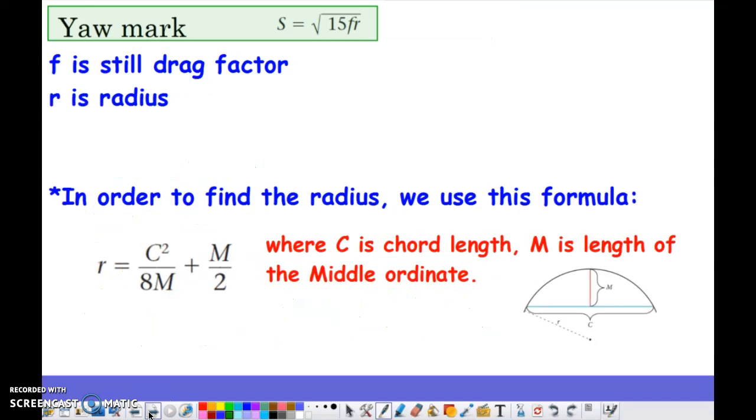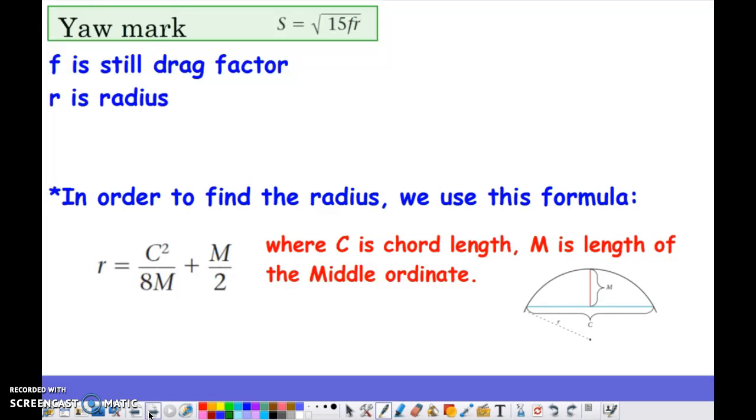Now we're going to talk about a yaw mark. Remember, a yaw mark happens when there's a curve. The car is turning while it is skidding. So when we look at those marks on the road, they're not going to be straight, but they're going to have a nice curved shape to them. Here's our formula for a yaw mark.